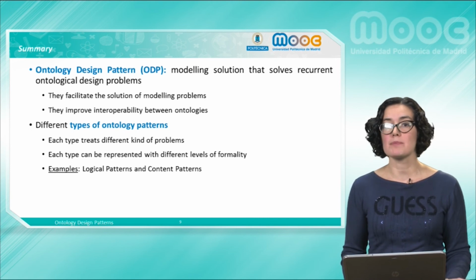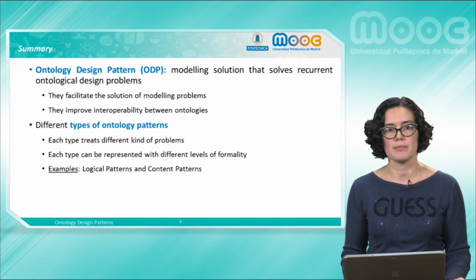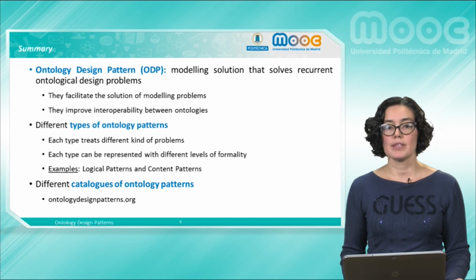There are different types of ontological patterns dealing with different kinds of problems and expressed with different levels of formality. Some examples are the logical patterns that solve problems of expressivity of the ontology representation language, and also the content patterns that solve domain problems. There are also several catalogs and repositories of patterns, including ontologydesignpatterns.org.